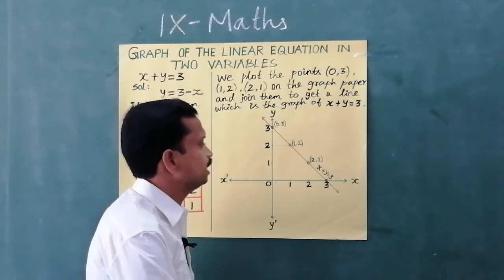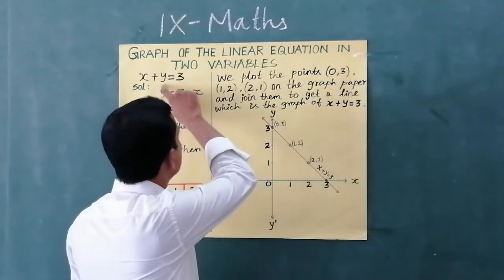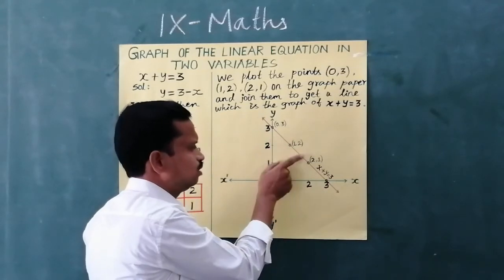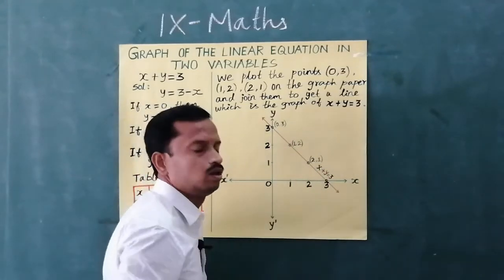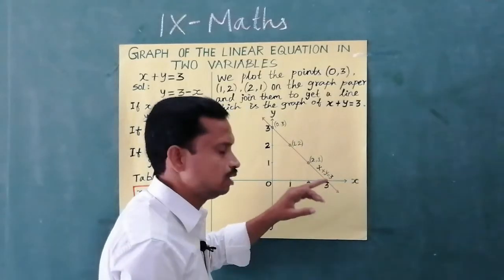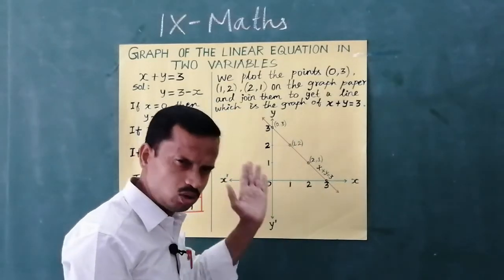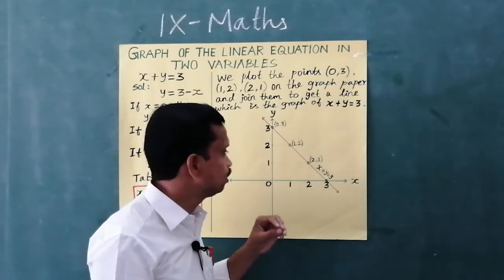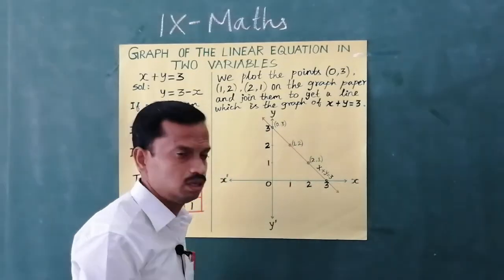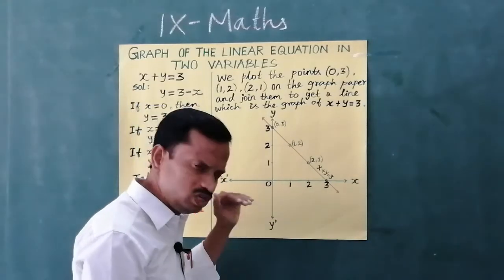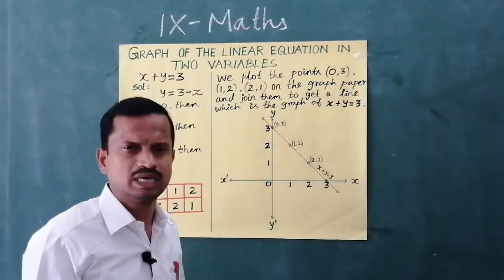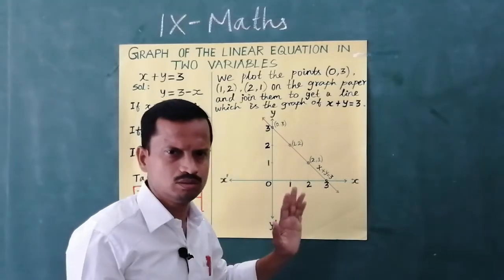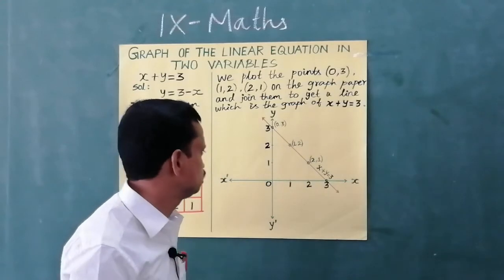Along that line you have to write the given equation, x plus y equal to 3. You can write it here or anywhere, but at one place you have to write the given equation along that line. We have already written the points, so if you join them you get a line. This line represents the graph of the given linear equation x plus y equal to 3. So, that is all. You have to do up to this.